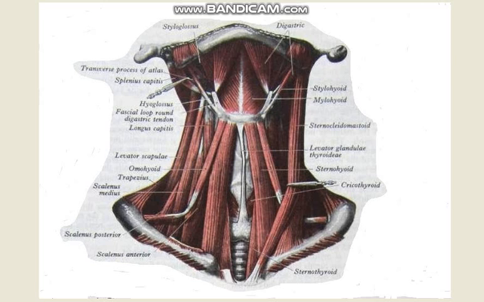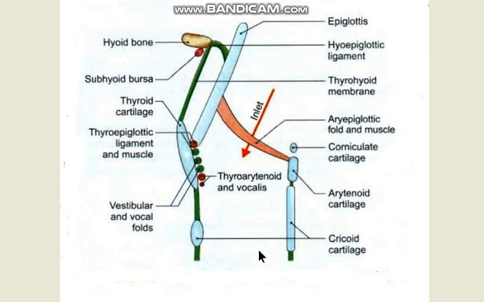These are the things that you can make out here, and you can see the posterior surface of the body of the hyoid where you have the attachment of the thyroid membrane, the subhyoid bursa and the hyoepiglottic ligament suspending the epiglottis. So the epiglottis is attached to the back side of the thyroid cartilage by the thyroepiglottic ligament, and it is suspended from the hyoid bone by the hyoepiglottic ligament.